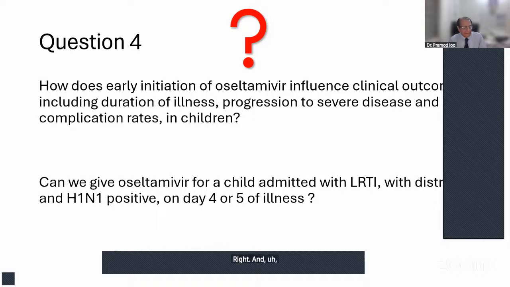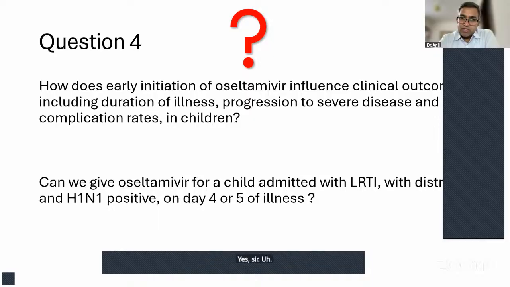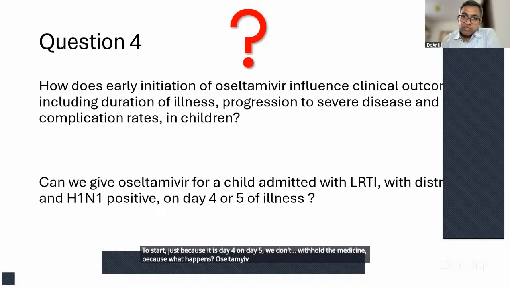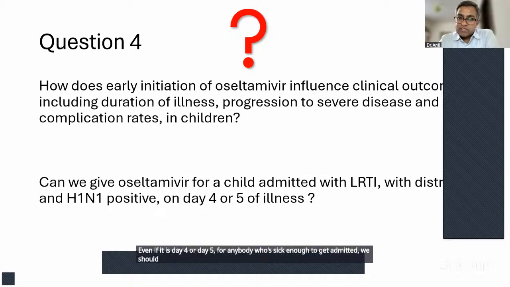Right. And Dr. Anil, now that you are in the ICU, what is your experience about starting oseltamivir a little later, on day 4 or 5, when a child comes in a serious state to the ICU? Yes, sir. For anybody who is sick, that is category B and category C, it is never too late to think about flu and to start. Just because it is day 4 or day 5, we don't withhold the medicine. Oseltamivir, as you told, works on the spread of the virions within the body. If it's already a severe disease, the virion load is very high in the body. If we don't use it even on day 4 or day 5, only the load will increase. Even if it is late, for anybody sick enough to get admitted, we should start.